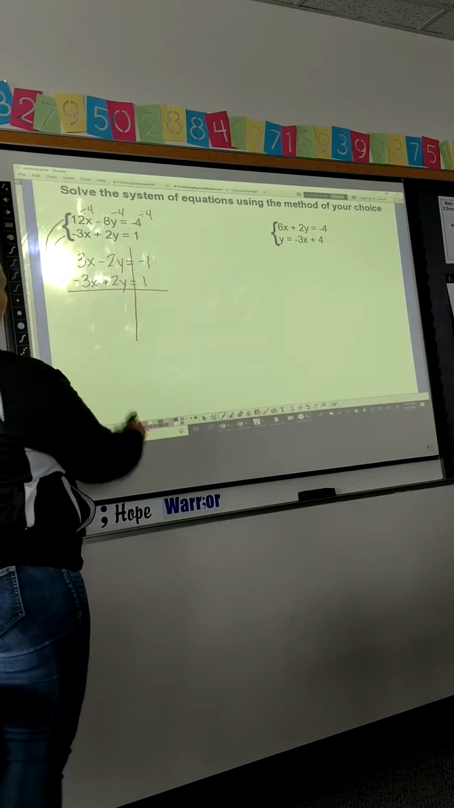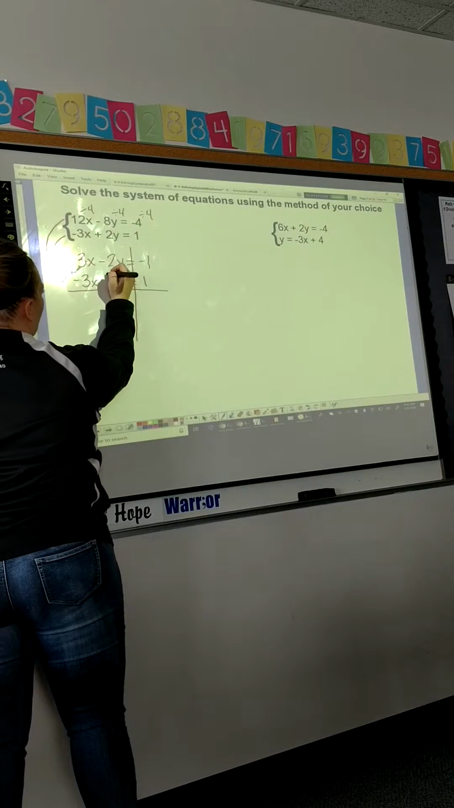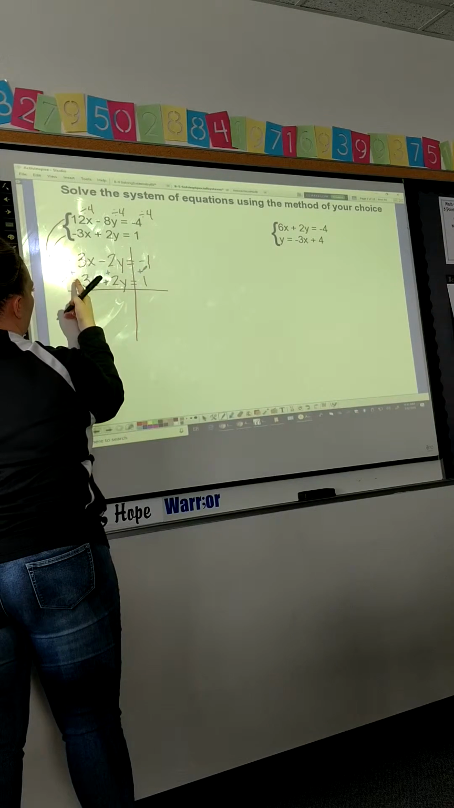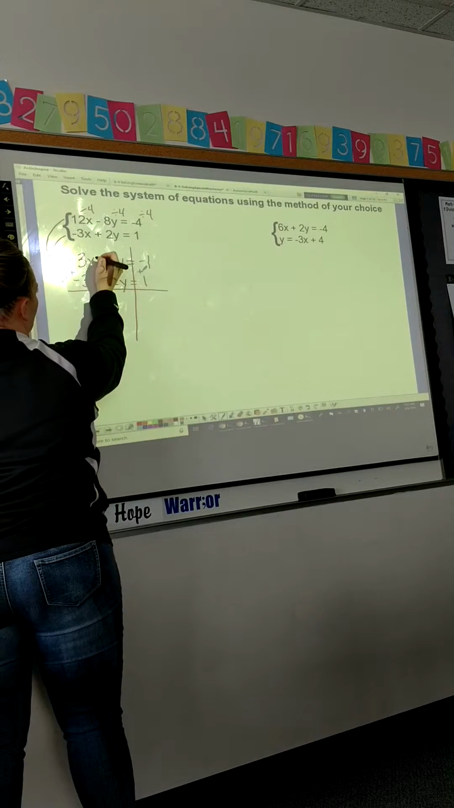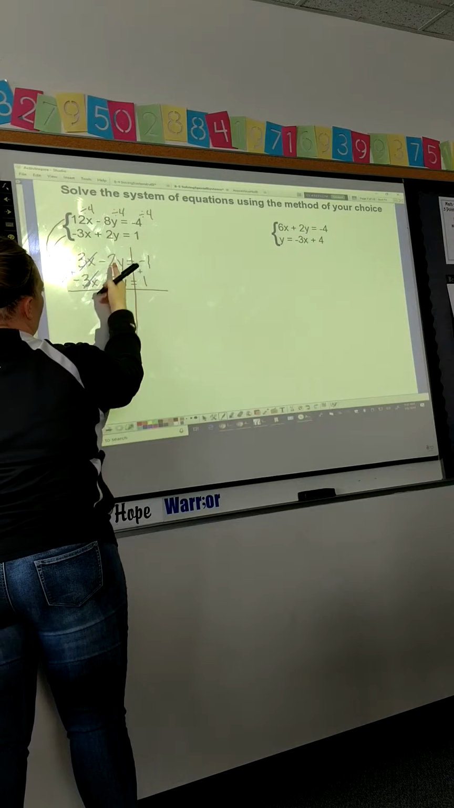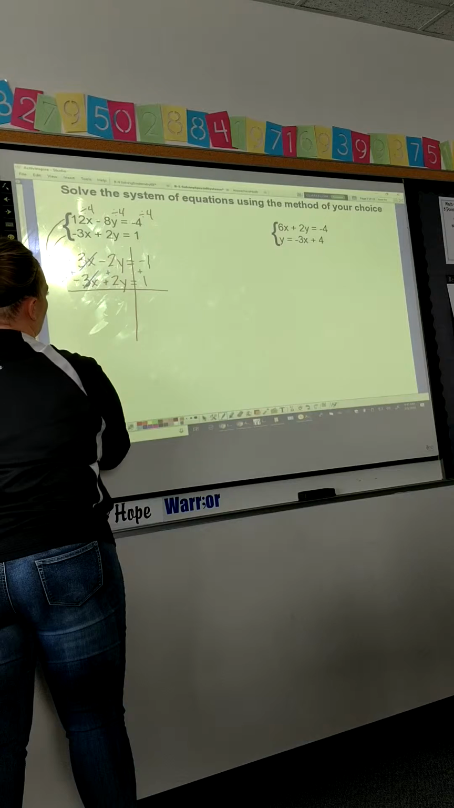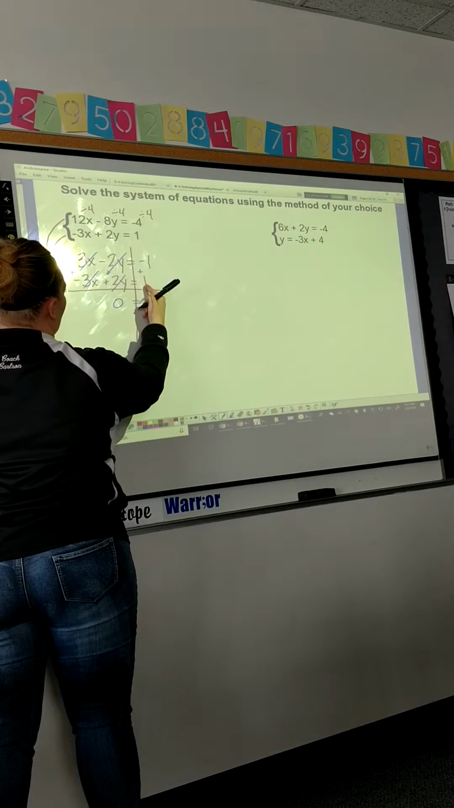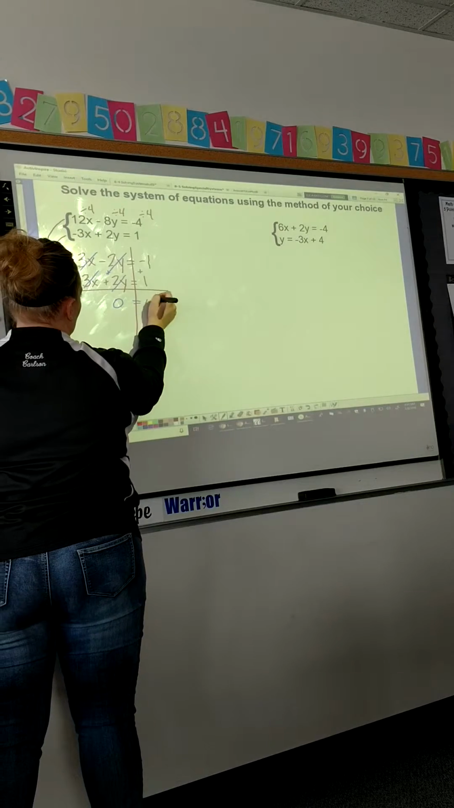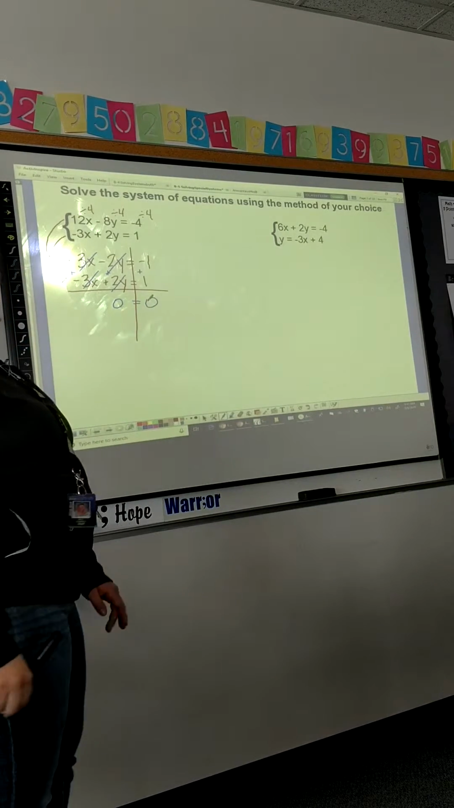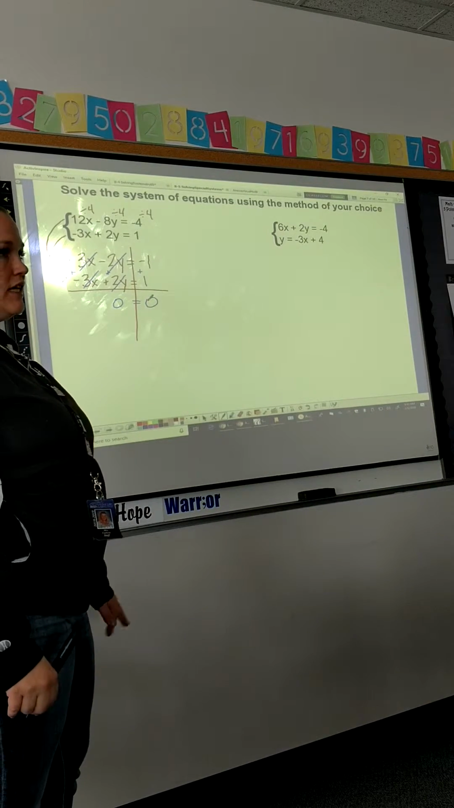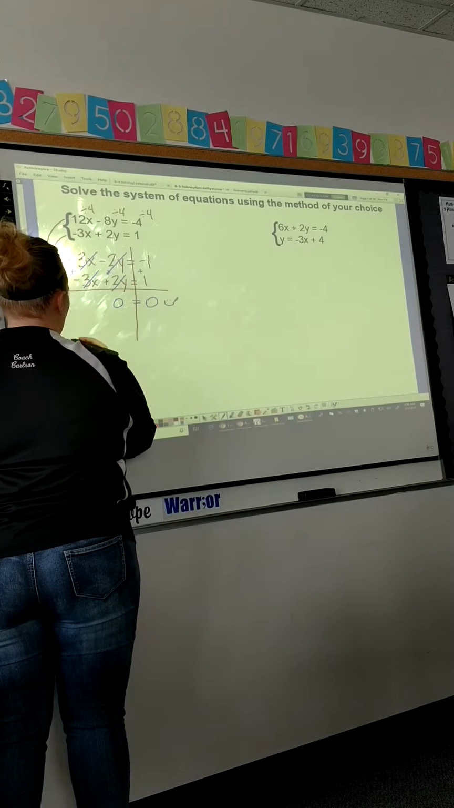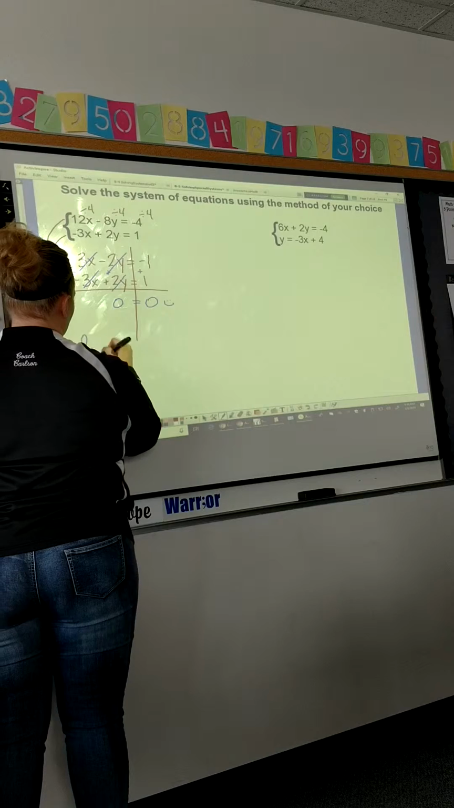Add. So we have positive 3x plus a negative 3x. Can we cancel out? That's 0. Negative 2 plus a positive 2 cancel out, giving us 0 every time. Negative 1 and a positive 1 cancel. It's infinite solutions. How do you know it's infinite and not no solution? 0 equals 0 does equal 0. That's an okay thing. So we'll say infinite.